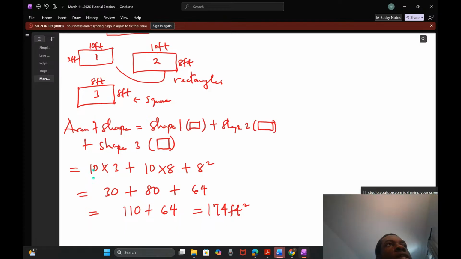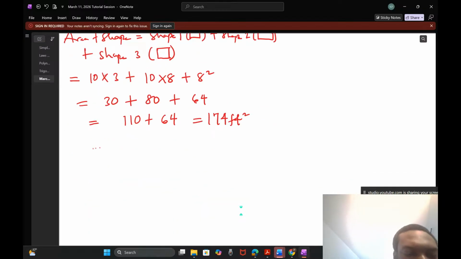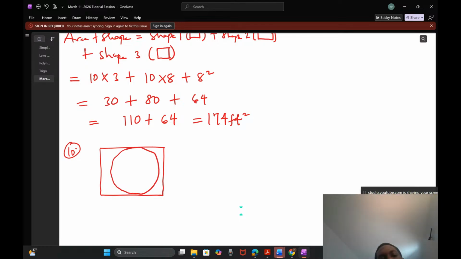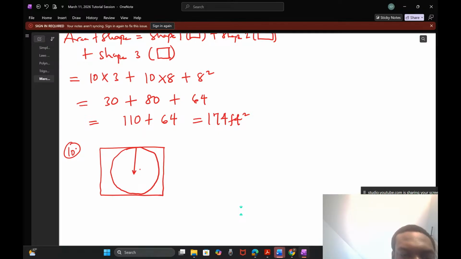So I want to do something that is a little different. Okay, so this is the shape we are given. So we're only given the radius. So we are given a circle inside a square. Okay.